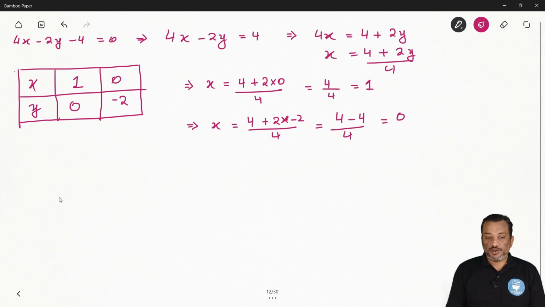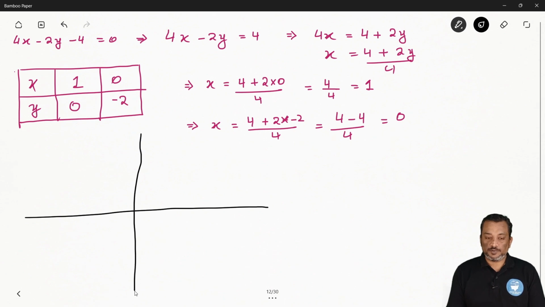So now we can draw the graph. Let me draw the graph, first one. So we will draw the graph here. Now this is the graph. So you can mark the axis. X-axis, this is your x dash. This is your y, y dash. Now mark it here.